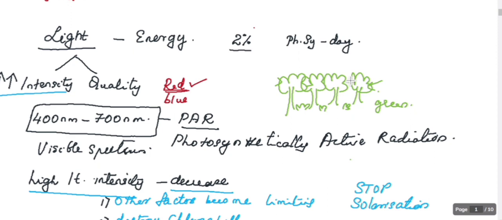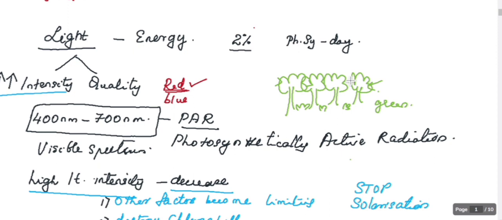But beyond a limit, the photosynthesis rate will decrease. Why? Because other factors may become limiting or chlorophyll will become destroyed. At very high intensity of light, the photosynthesis stops completely, that is called solarization. Now coming to the quality of light, in red and blue wavelength of light, photosynthesis happens maximum, whereas red is the light in which the maximum rate of photosynthesis is happening.